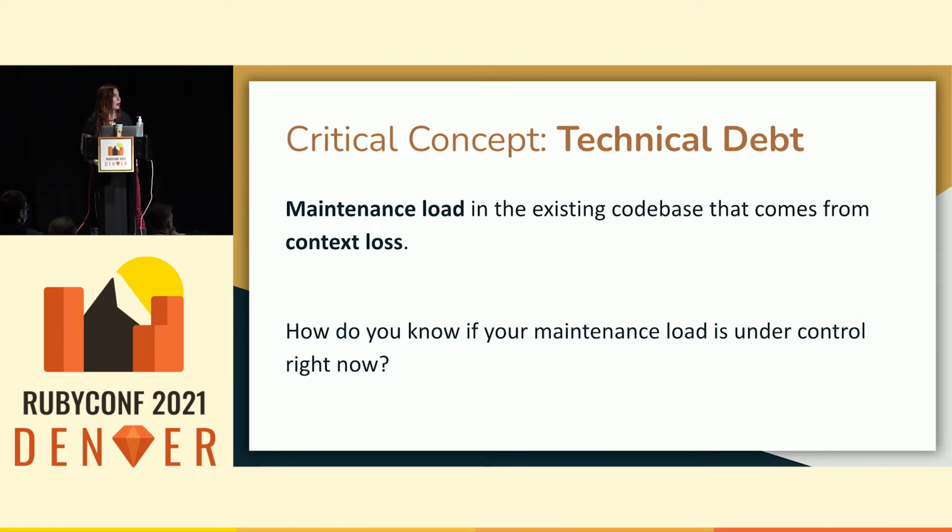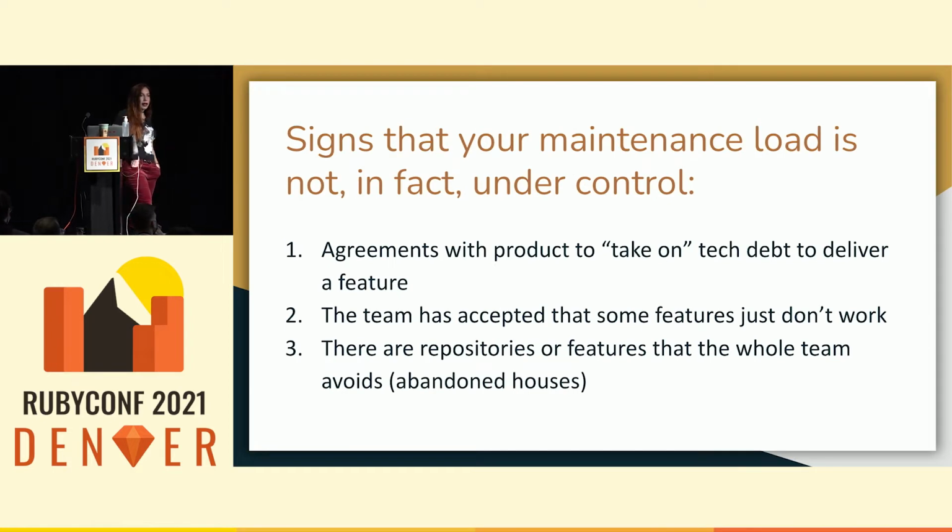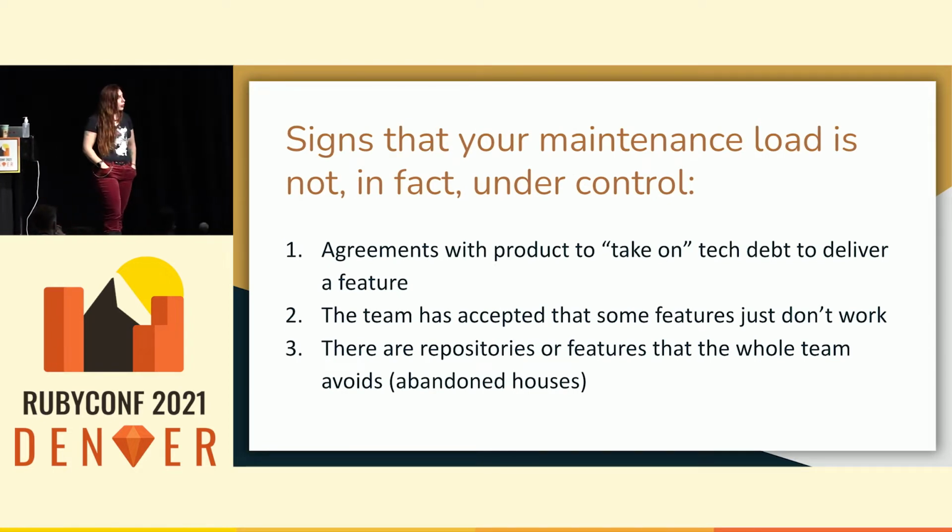So we talked about a number, but you're all in this room, and you didn't know that definition or that numeric quantification before we got in this room, so you must know somehow. What are some of the signs? Signs that your maintenance load is not under control might include agreements with product to take on tech debt to deliver a feature. Hey, this boat's got to get from here to there. Do you mind taking on a little water just until we get there? Promise we'll let you bail it out when we get there. Maintenance load's not under control.